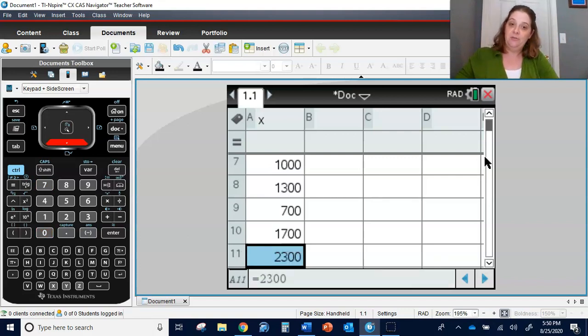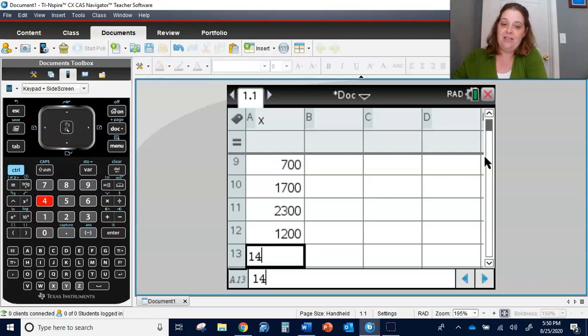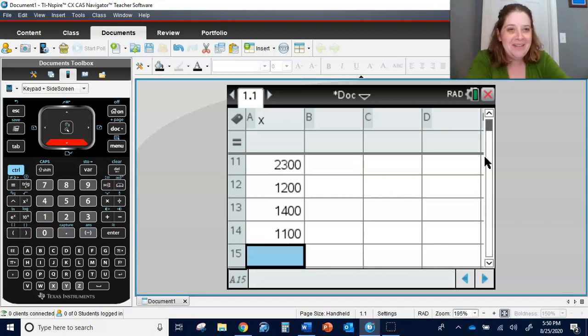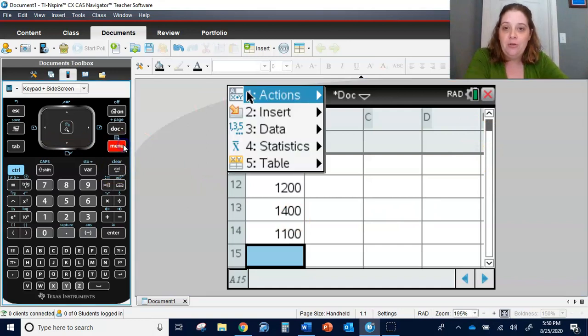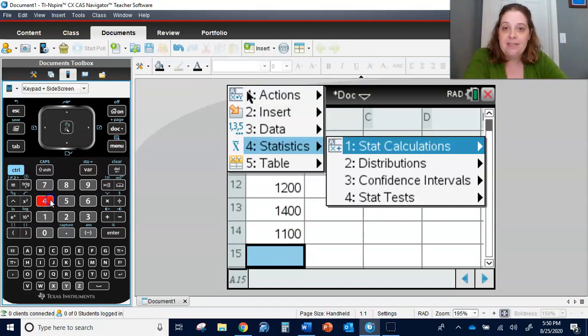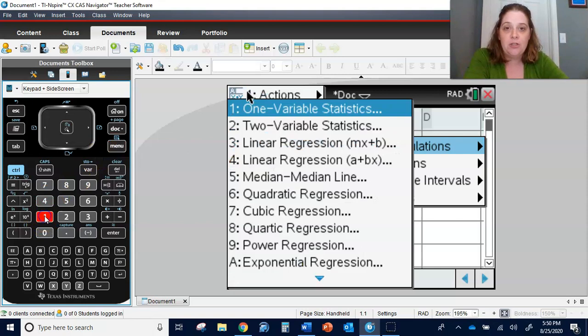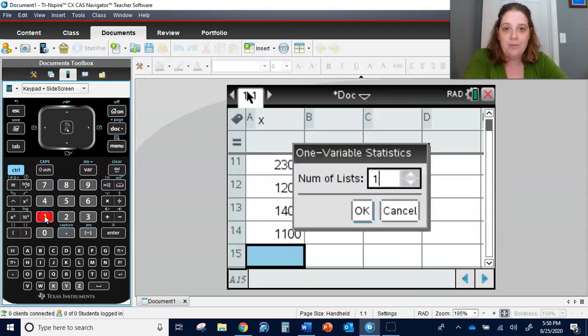And then 1,700, 2,300, 1,200, 1,400, and 1,100 there. All right. Oh, goodness, I'm glad I caught that. So I have all my data entered into this spreadsheet. And from here, I'm going to press menu and statistics and stat calculations. And the one we want again is one variable statistics.